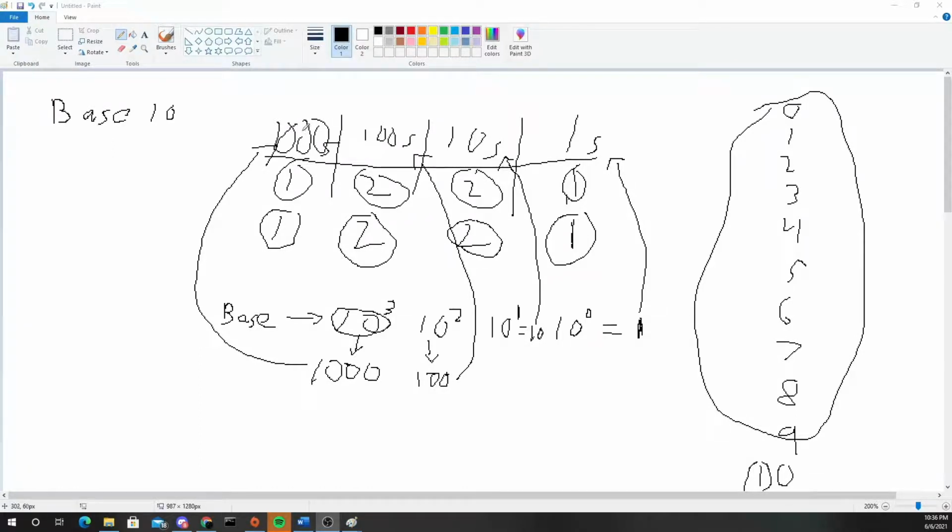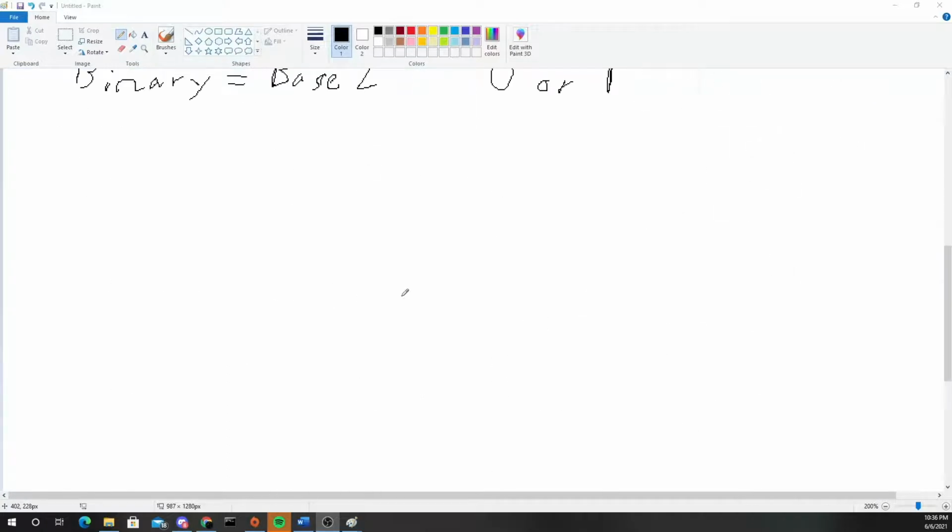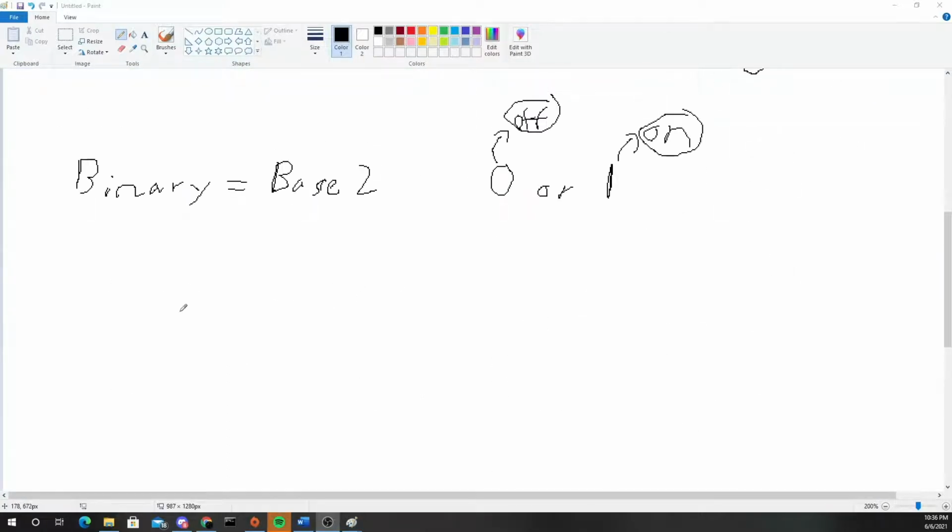Well, we know that each time we move one place to the right, the number directly to the right of a particular number's place has to be 10 times less than that number. So, for example, 1,000 is 10 times more than 100. 100 is 10 times more than 10. 10 is 10 times more than 1. Well, in base 2, each number directly to the right needs to be 2 times less. Or you go the other way around and say that each number directly to the left needs to be 2 times greater than the current number.